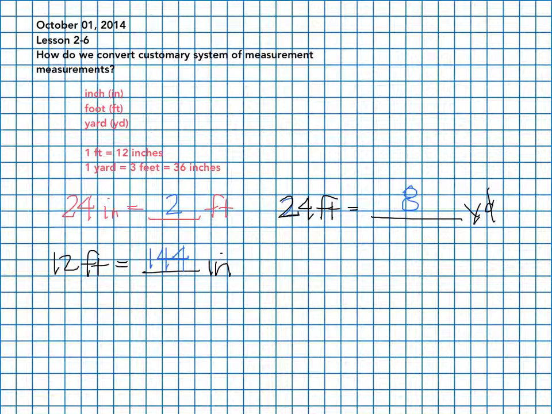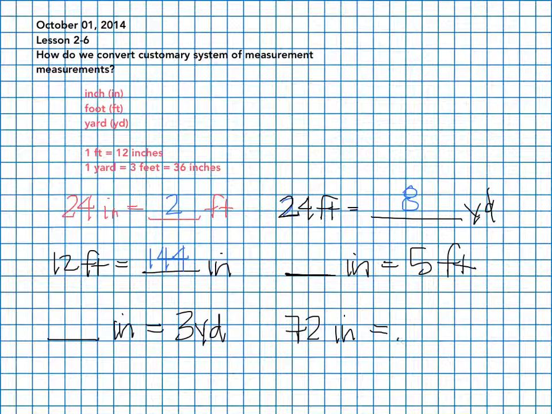First one is, blank inches is equal to 5 feet. Then we have blank inches is equal to 3 yards. And then 72 inches is equal to blank yards. So pause the video, work the problems, and then when you think you have all the correct answers, play the video and see how you did.